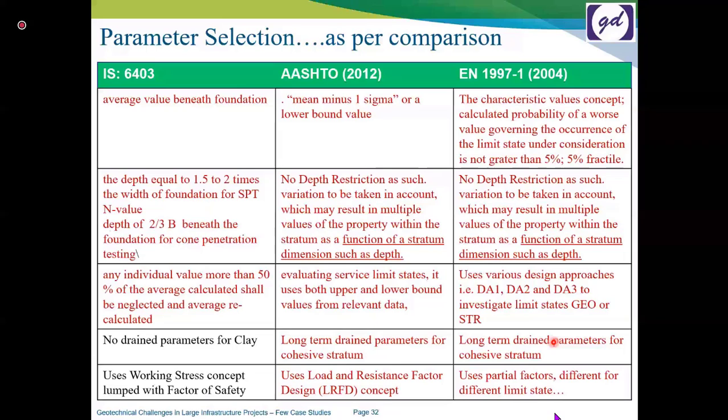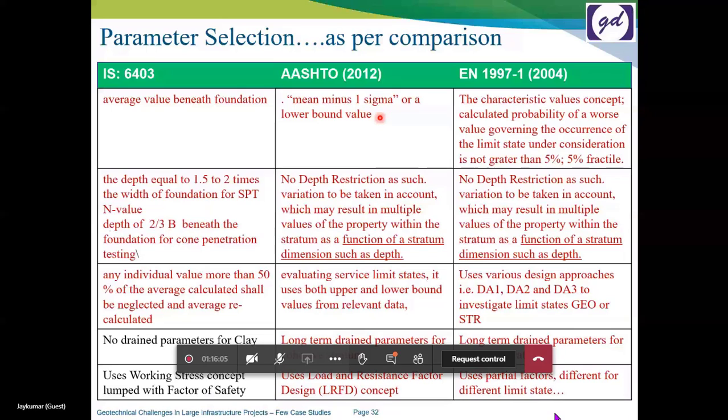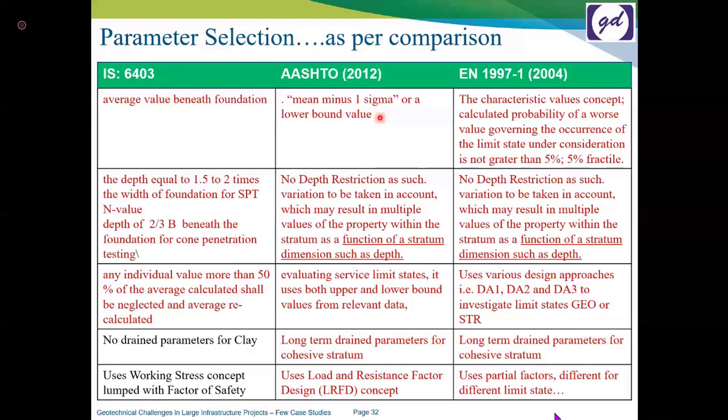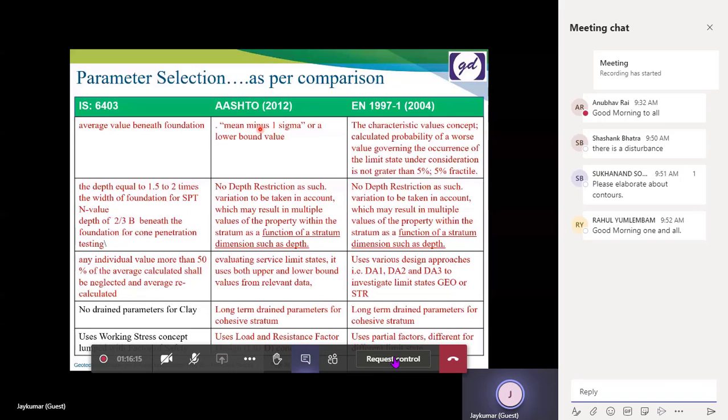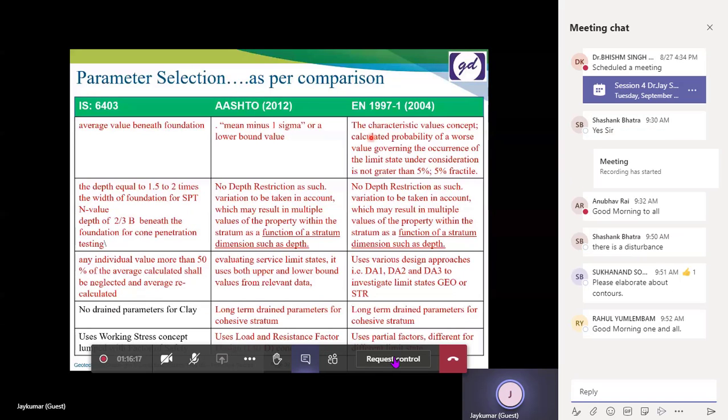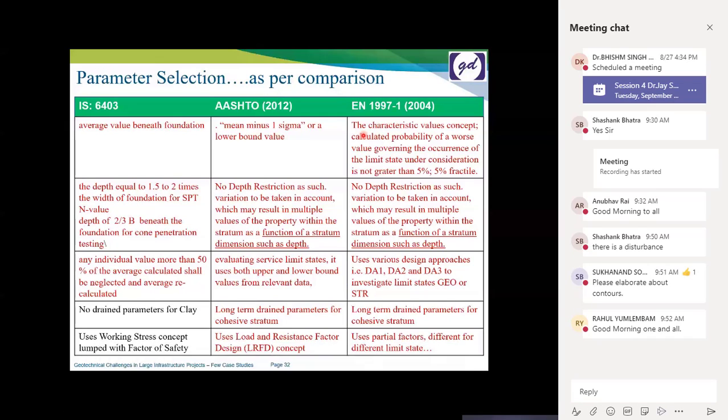the foundation needs to be considered, which is recommended by the IS code. And if I refer to AASHTO, they say mean minus 1 sigma. That means we need to find out a statistical distribution, and then mean minus 1 sigma, that particular value would be a lower bound value I need to use for design. And then Eurocode goes on characteristic values, which will be on a fractile of 5%.